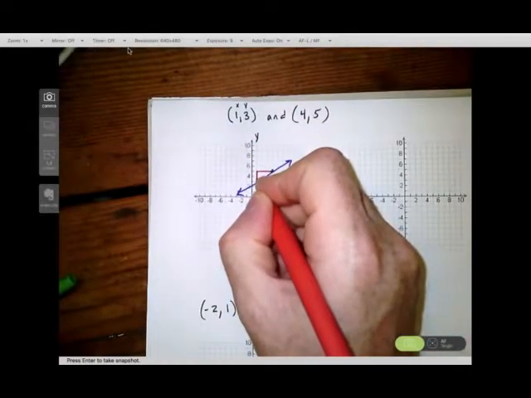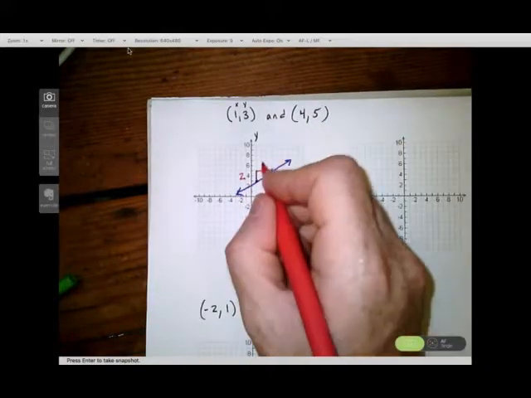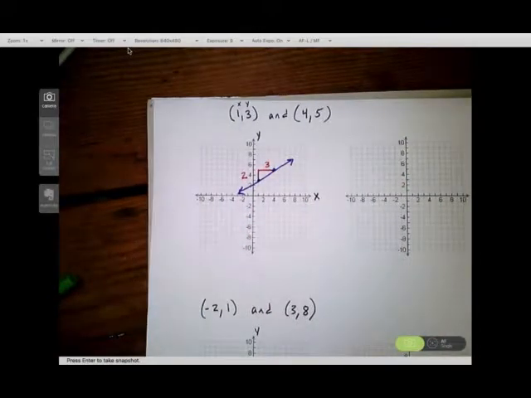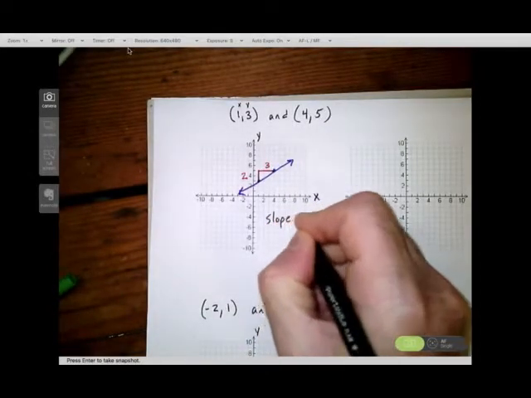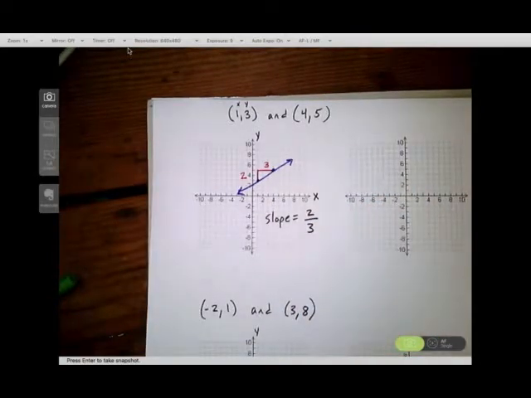What's my rise? So count the spaces. 1, 2. So my rise is 2. What's my run? 1, 2, 3 spaces. So it's up 2 over 3. That means the slope is 2/3. Rise 2, run 3, 2/3.